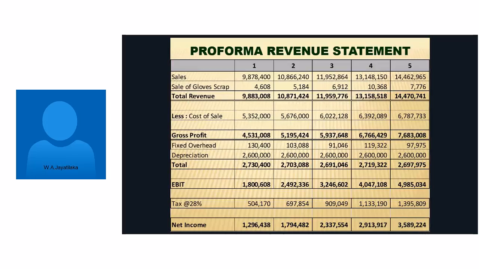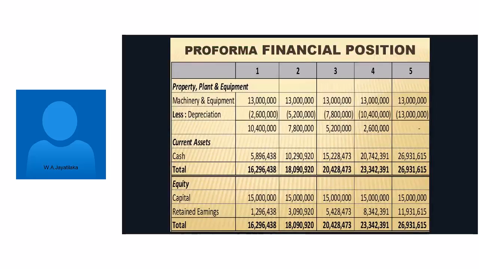This is the pro forma revenue statement, sir, with the sales and the cost of sales, fixed overhead, depreciation and earnings before interest and tax, and I assume the tax rate at 28%. A standard calculation, and the net income is arrived at. Then the pro forma financial position for 5 years. This project's life period is 5 years, so it shows like this.